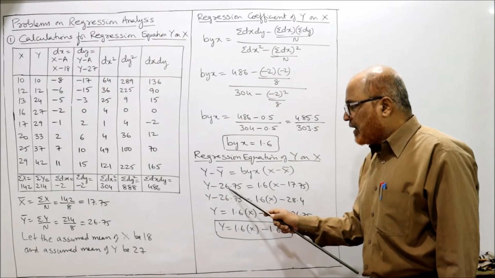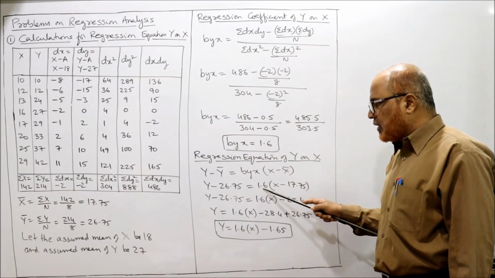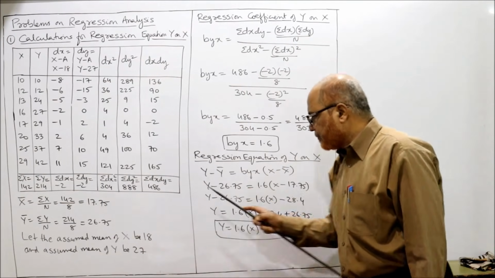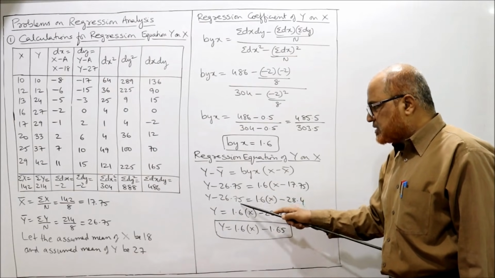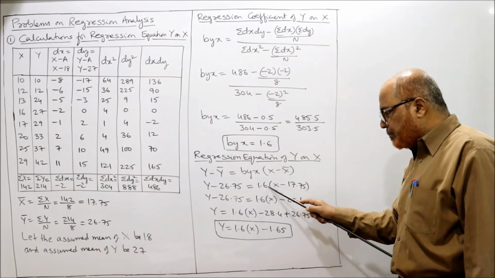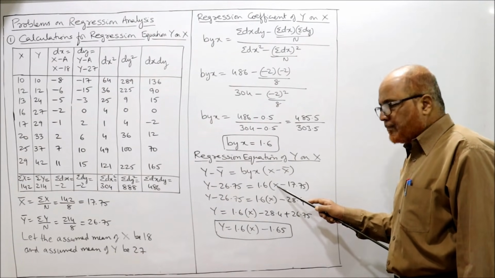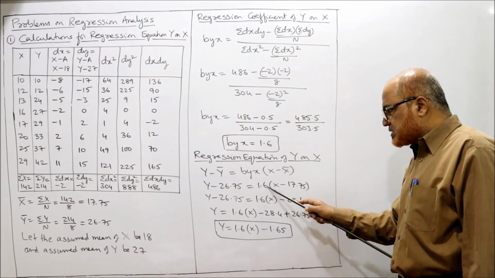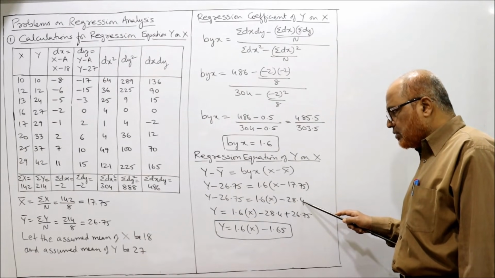So y bar is how much? 26.75. byx just now we got 1.6. x bar is 17.75. So y minus 26.75 is equal to, now open the bracket with 1.6. 1.6 से bracket को open करेंगे, तो 1.6 into x is 1.6x minus 1.6 into 17.75, you get 28.4, right?